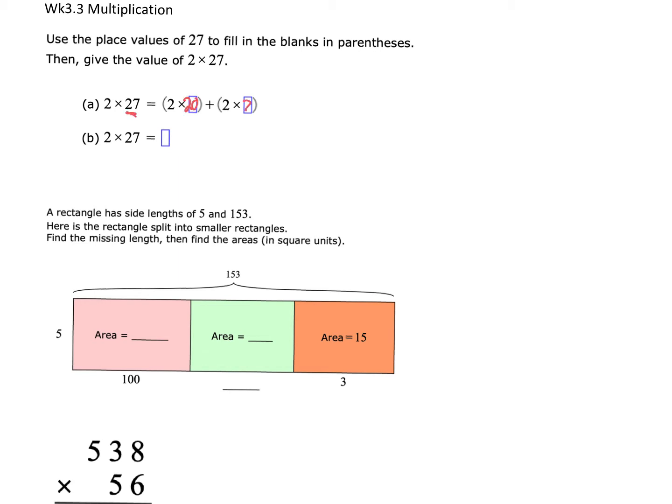All right, 2 times 27 is the same as, in expanded form, 2 times 20 plus 2 times 7. That's the distributive property. Okay, so then 2 times 20 equals 40 plus 2 times 7 is 14. So 40 plus 14, you got it, 54.